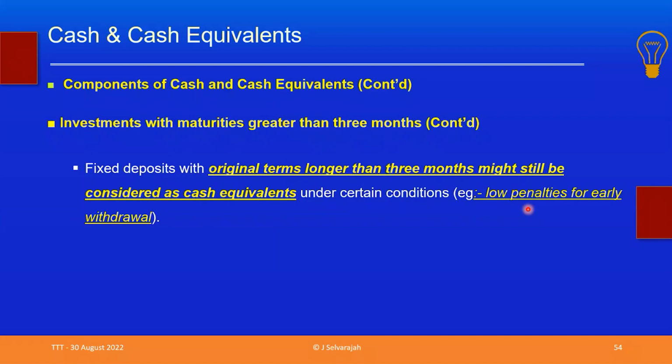Low penalty for early withdrawal. That should be very low. It must not touch your capital. You are earning interest, but they give you slightly less than the normal interest that they would give you. Some banks do this to encourage more money to flow into their fixed deposit. Otherwise, they become too restrictive.